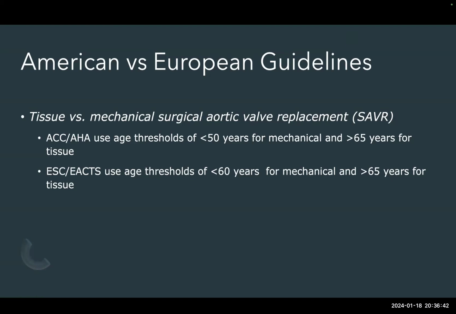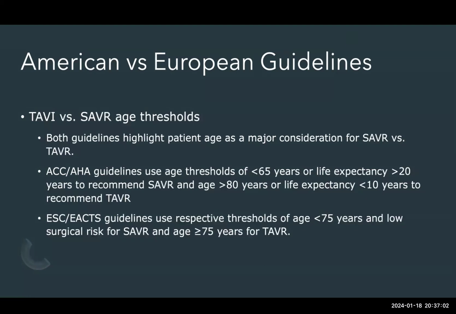But the Europeans use a different threshold. They said less than 60, use mechanical; 65, use tissue. Both of them agree more than 65 use tissue, but for mechanical, there is a difference. Okay, so this is tissue and mechanical.